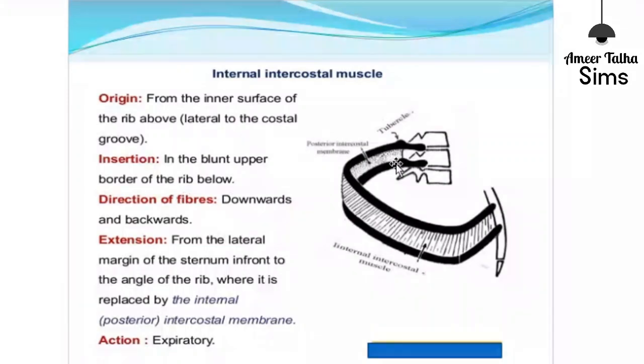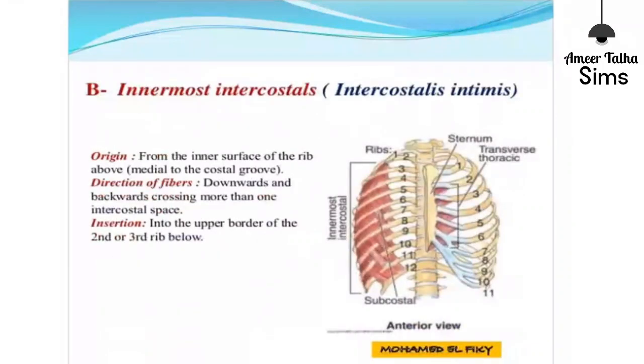Next, we have innermost intercostal muscles. They originate from the inner surface of the ribs above, and they insert into the upper border of the second to third rib below, right? And direction of fiber is the same as the internal intercostal muscle, which is downward and backward, also called inferior posteriorly.